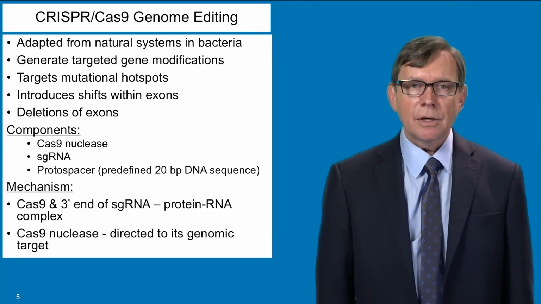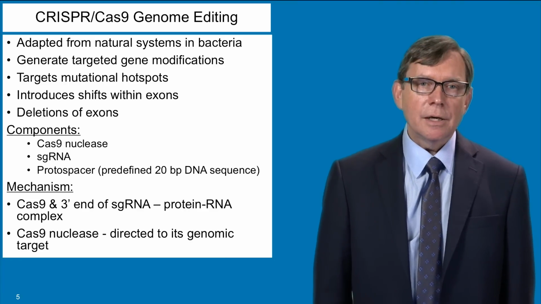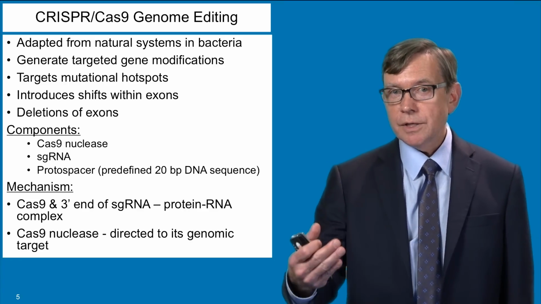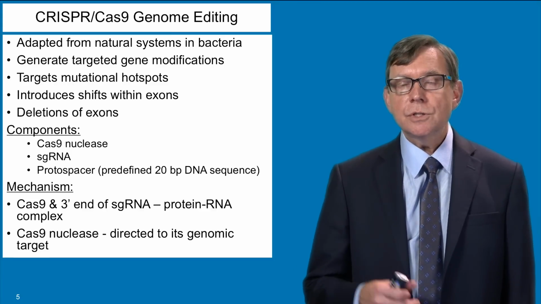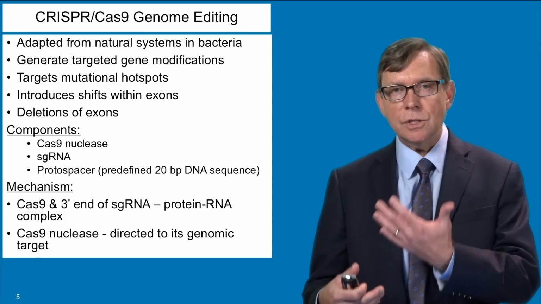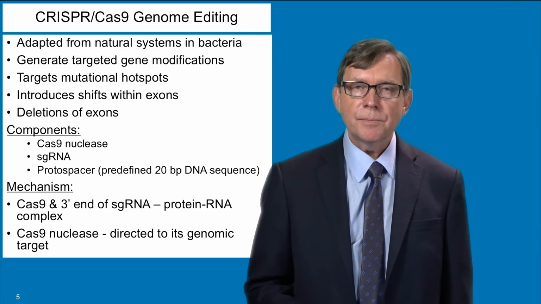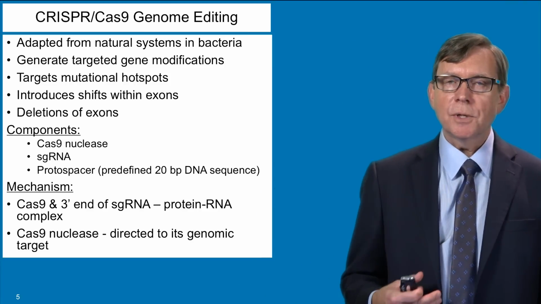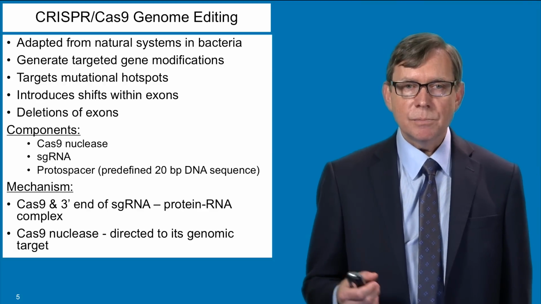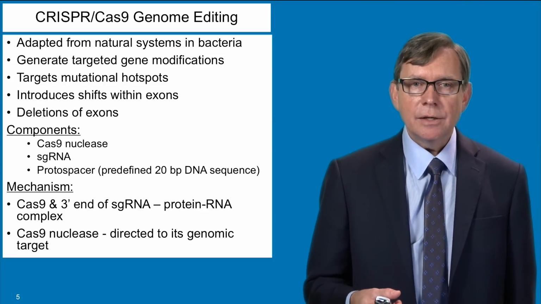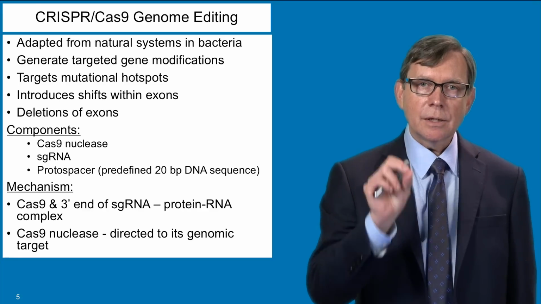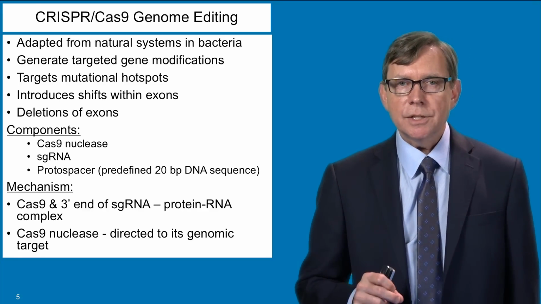It can be used to target mutational hotspots. It can be used to introduce shifts within exons to restore a reading frame, for example. It can be used to delete portions of a gene, for example, to delete a mutation that's leading to a genetic disease. So what do you need to get this CRISPR-Cas9 system working? There are 3 major components of the system. One is the Cas9, which is a bacterial nuclease. This is an enzyme that can go in and clip DNA in certain places.